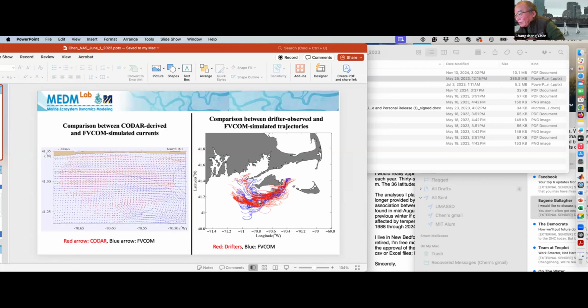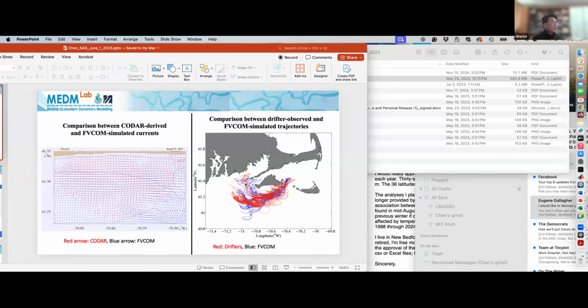The blue line is the FVCOM results, the model drifters. You see the same pattern: one group goes there, one group goes there. That's the comparison, but a question comes out. You see here, the FVCOM result is more diffused than the observation. The observation is more narrow.